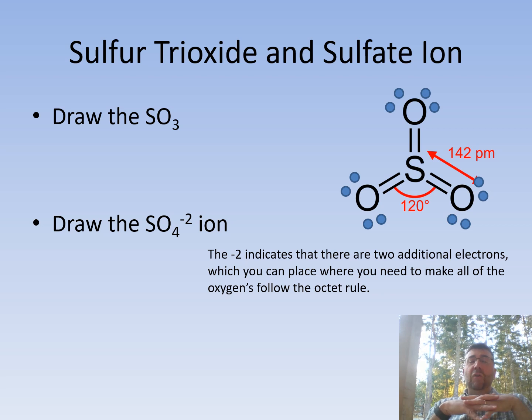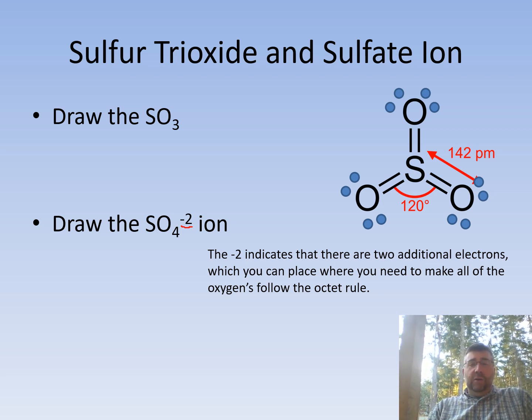Okay, now we're going to draw the sulfate polyatomic ion. That is SO4 2-. Now what this means is that you're going to have 4 oxygens attached to the sulfur, but there's a bonus here. The 2- charge indicates that we get to add 2 extra electrons somewhere to make sure everybody's following the octet rule except sulfur. So you get 2 extra electrons to work with. Pause the video, see if you can draw it. Okay, so we're back. Let's take a look.